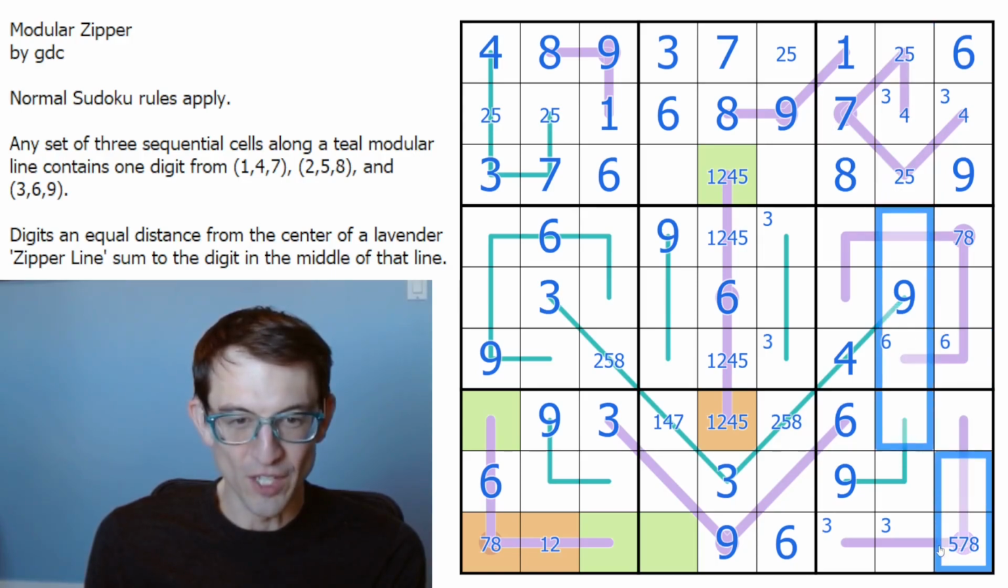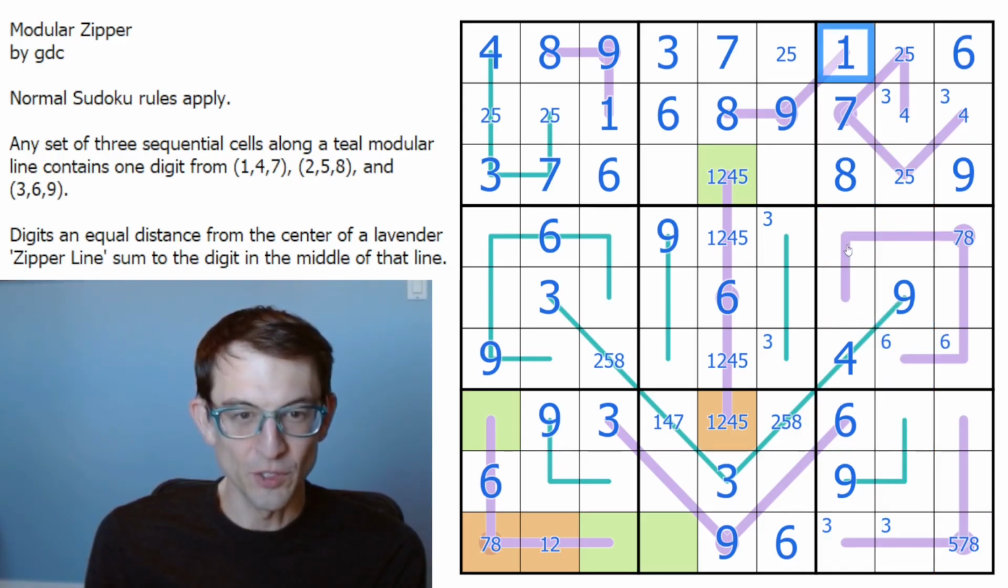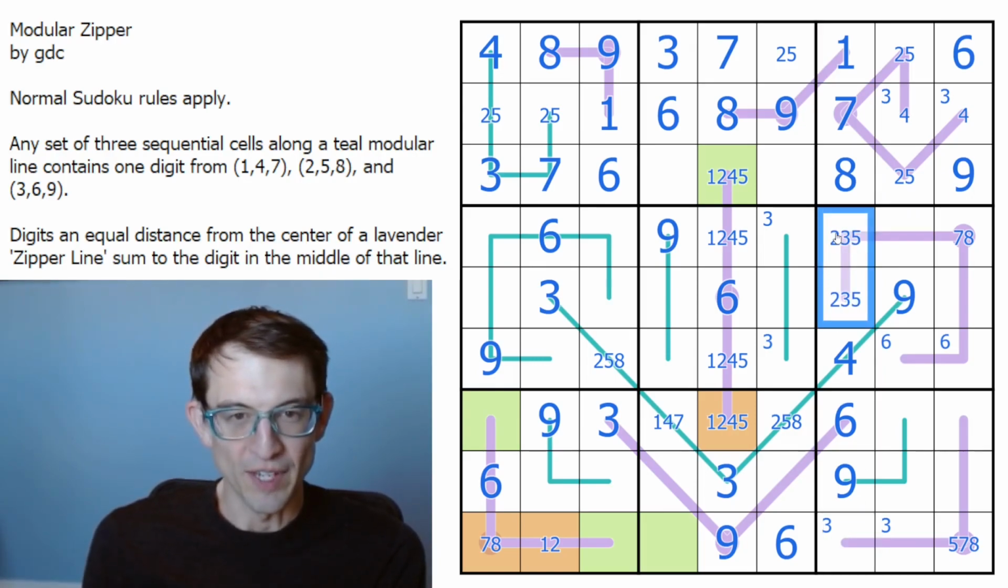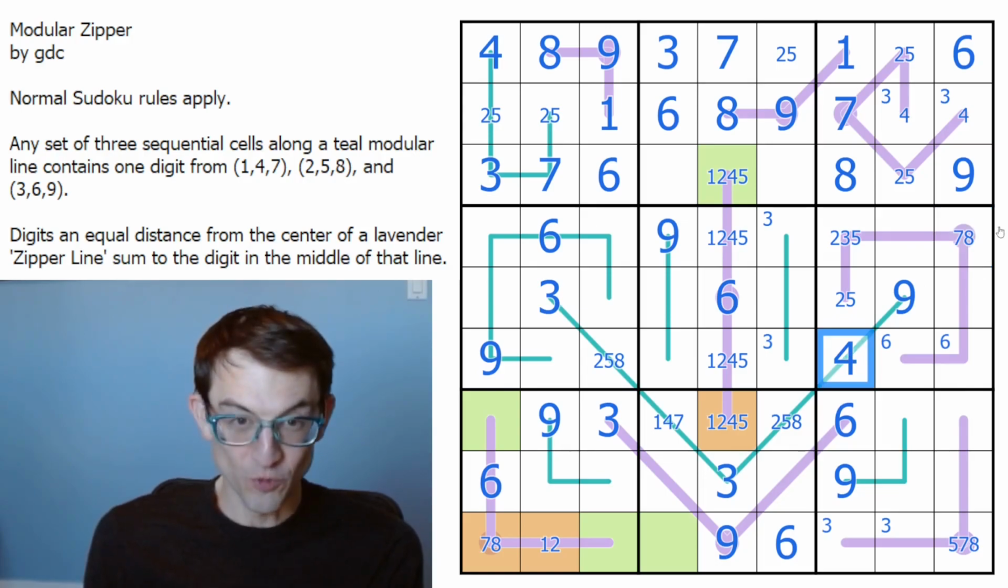So 2-5 is gone from this column. So 2 and 5. What is this column? I'm missing 2, 3, and 5. So these are from 2, 3, 5. That's not 3. So that's 7. These are 2, 5. This is 8. Wait, no, this 4. And this 4 tells us which way this one runs.